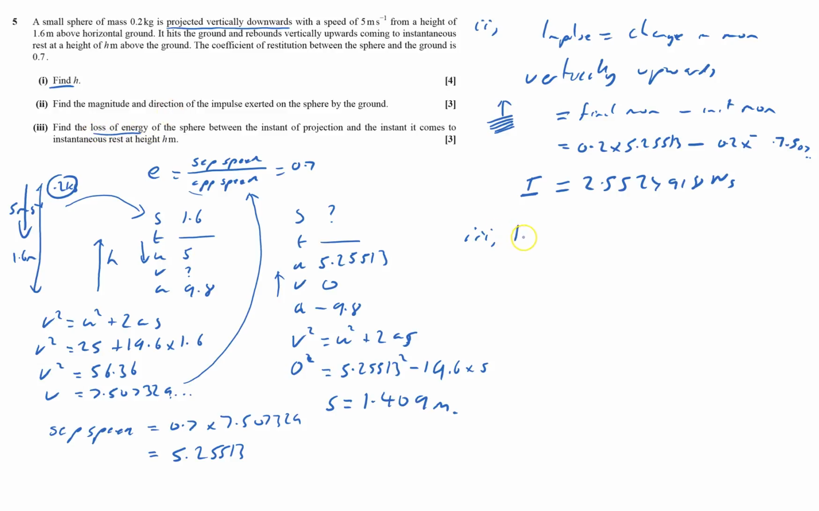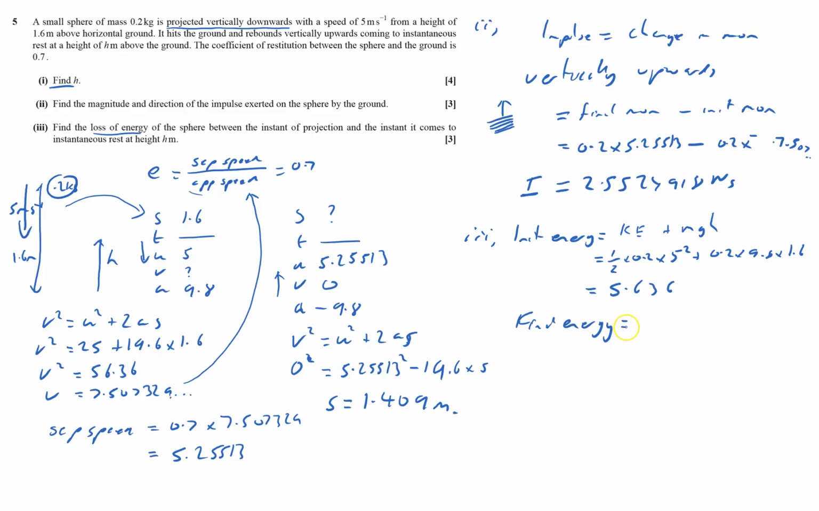Final part, loss of energy. Well, I want to have the initial energy. Initial energy is kinetic energy plus mgh, which is a half m v squared, so a half times the mass 0.2 times the initial velocity 5 squared, plus 0.2 times 9.8 times the height 1.6, and that equals 5.636.